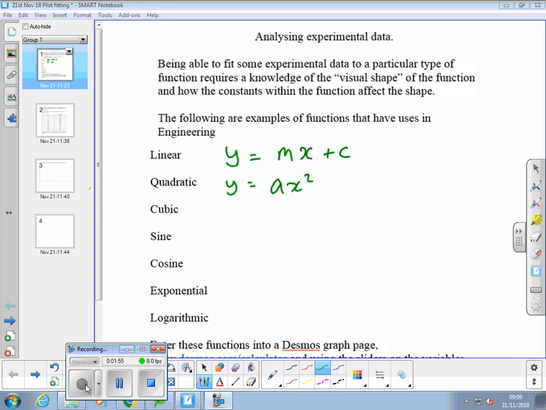A quadratic is ax squared plus bx plus c. Cubic. Well, any polynomial is this form: ax cubed plus bx squared, it can have a square term, plus cx plus d.